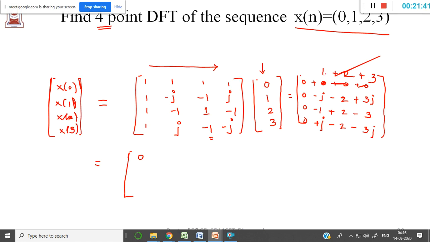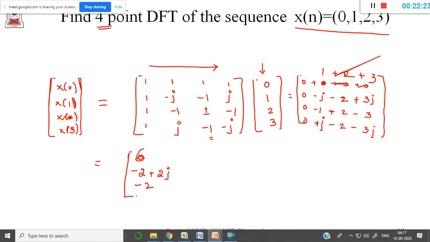Okay, the first sequence is 1 plus 2, 3, 3 plus 3 is 6, right? First element is 6. Now, second element, what's the value? Minus 2. I'll write the first real term and then I'll go for writing the imaginary term. Minus j plus 3j, that is plus 2j. 3 minus 1, okay. Now the third element: minus 1 plus 2 and minus 3 gives me minus 2.